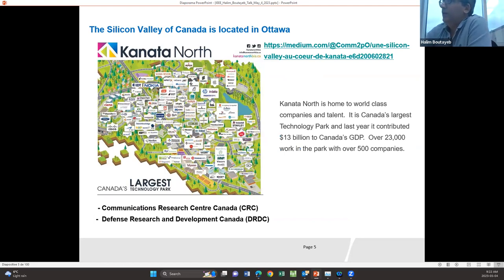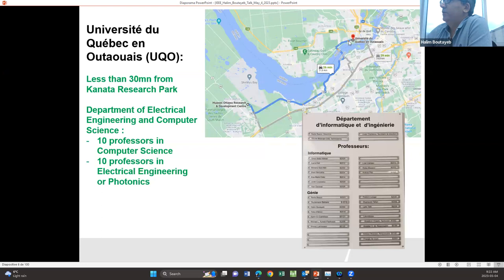The Silicon Valley of Canada is located in Ottawa, and it's called Canada North. There are over 23,000 workers in the park and about 500 companies. And this is where I actually live. I used to work in this research park as an antenna research engineer for almost 9 years before I joined the University of Quebec in Outaouais as a professor. The University is about 20 minutes from the Canada North research park.